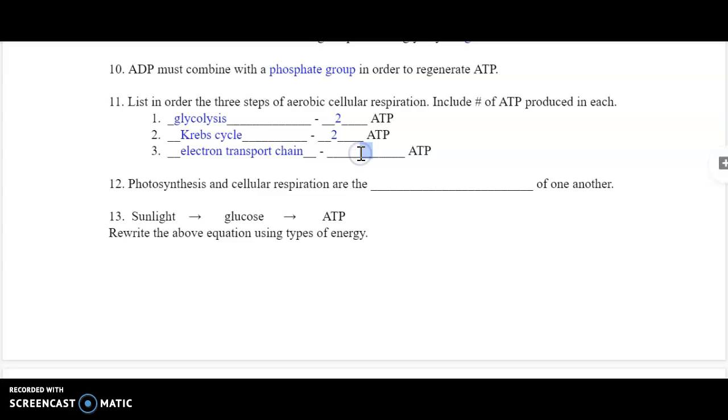And that gives about 34, give or take a couple of ATP, depending on how efficiently that cell is running. So about 34 ATP, for a total of about 38. So 34, 35, 36, 37, 38. About 38 ATP in the total process from one glucose molecule. Photosynthesis and cellular respiration are the opposite of one another. The products of cellular respiration are what's going into the plant for photosynthesis to occur, and the products that are coming out of photosynthesis, the glucose and the oxygen, is what has to go into the cell for cellular respiration to occur. So they are the opposite of one another.